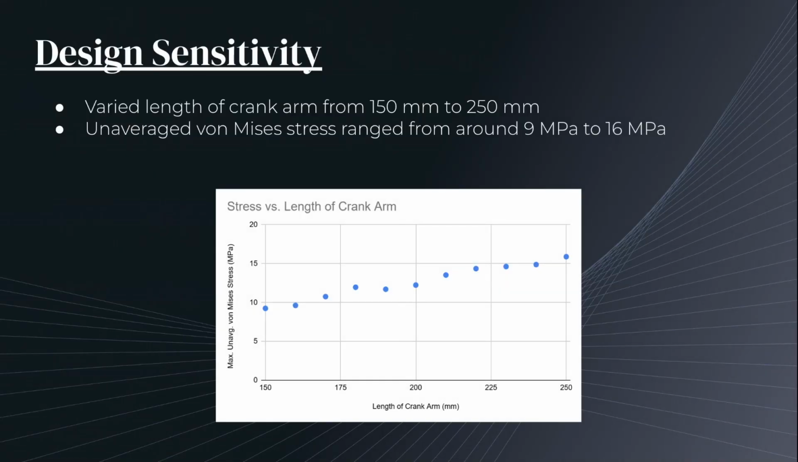In terms of our design sensitivity on the model, we changed the dimension of the length of the crank arm from starting at 150 millimeters to 250 millimeters, and we found that the average von Mises stress ranged from around 9 megapascals to 16 megapascals. And as you can see on the graph, you can see that trend there.